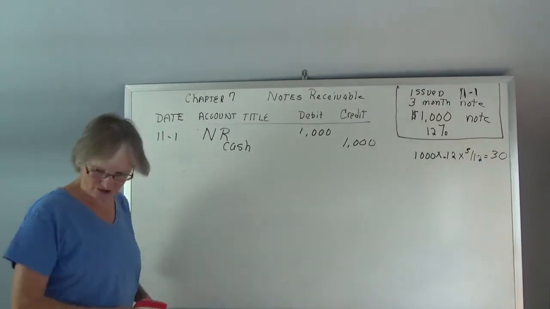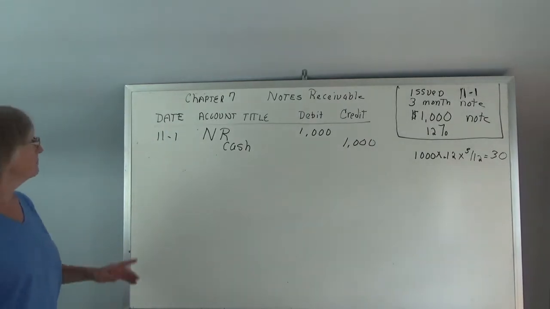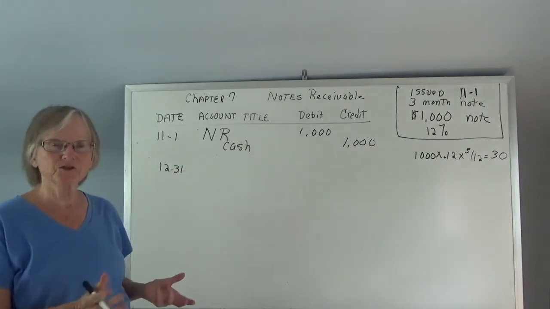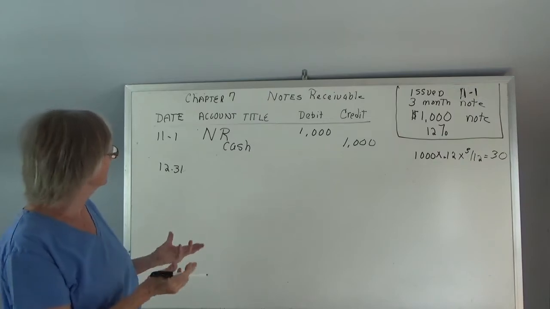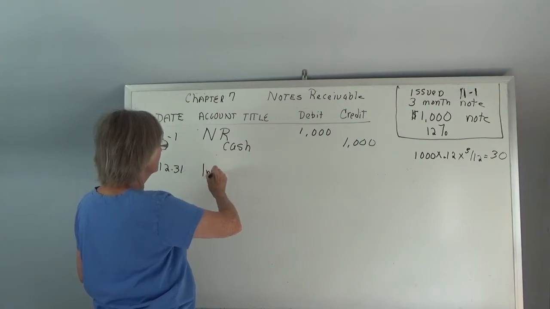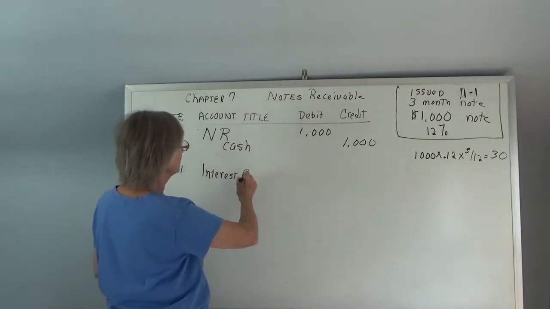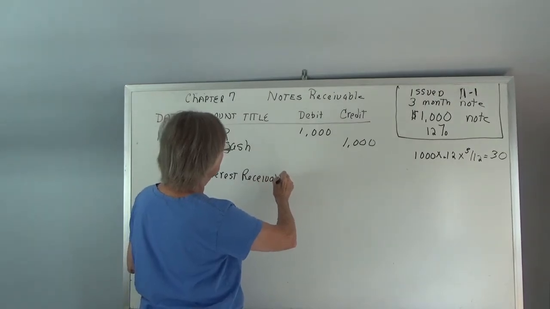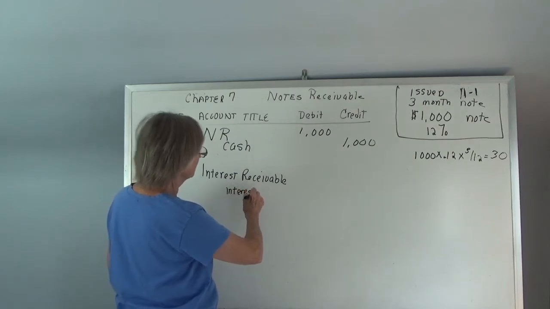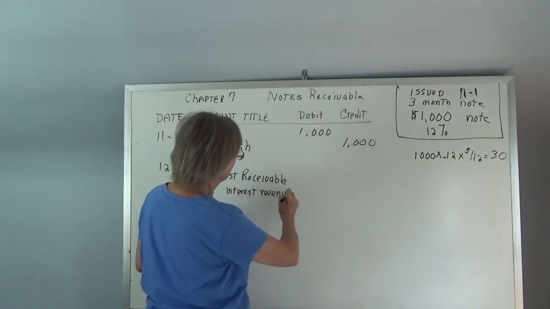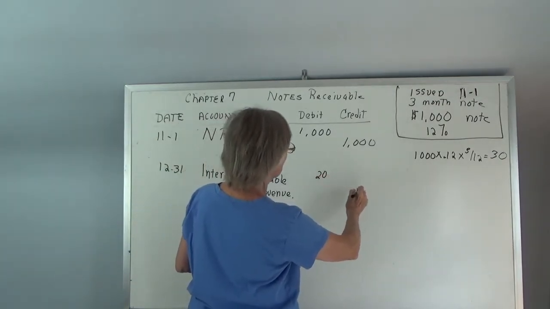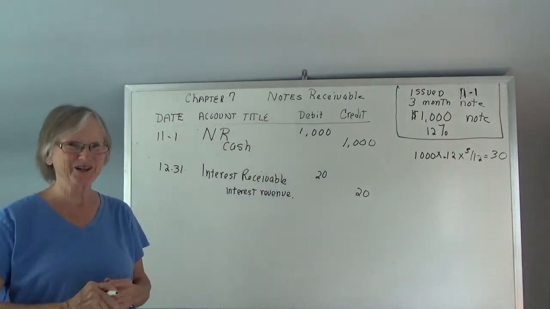The total amount of interest is going to still be $30, but at 12/31, we have to book the amount of interest that has built up on this note so far that year. So what we're going to be doing is we're going to be going interest receivable, because we won't receive it until the note is paid off during the next year, and we're going to actually book the interest revenue on our books for the current year, which would be for November and December. So that would be $20, right? You with me so far? 20 of the $30 interest.